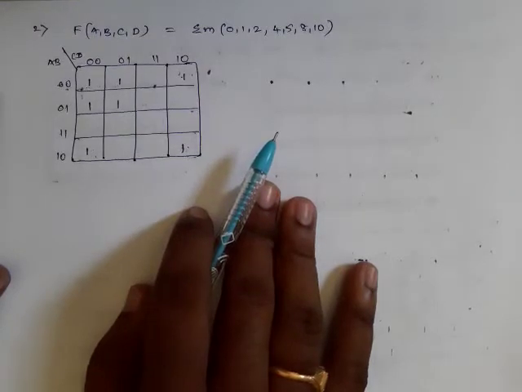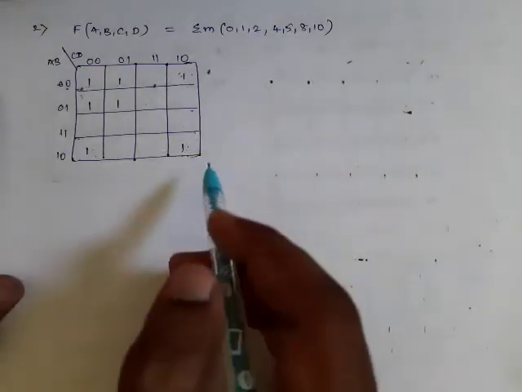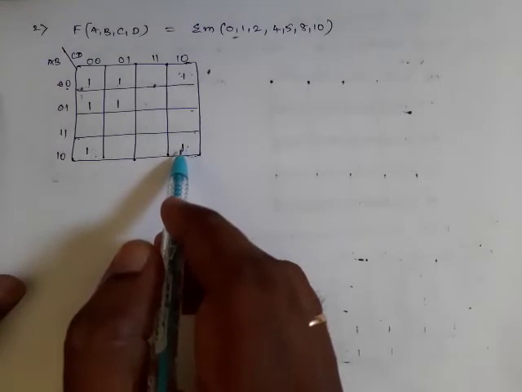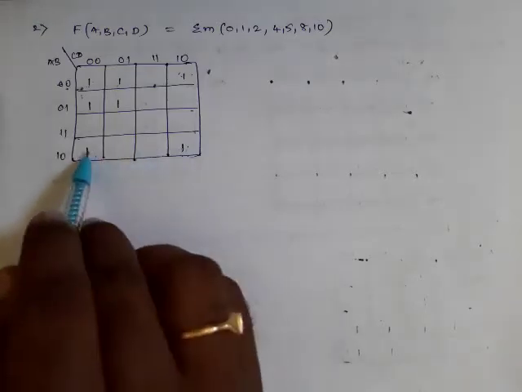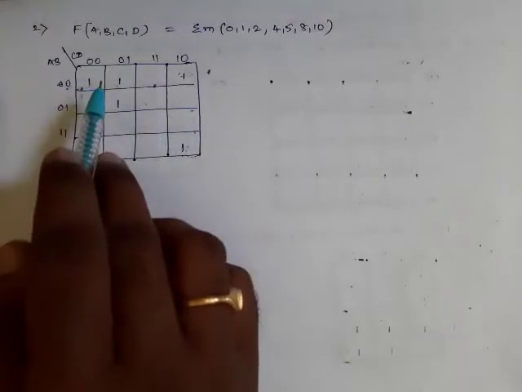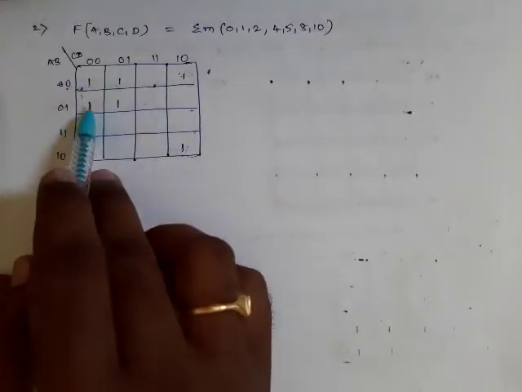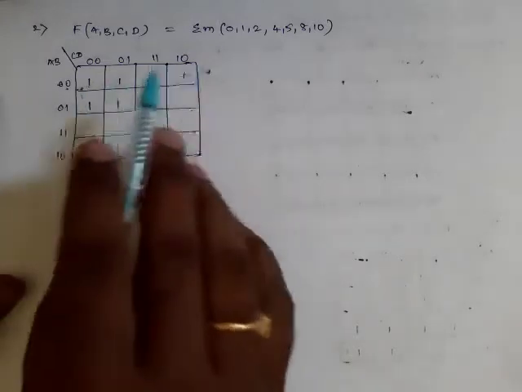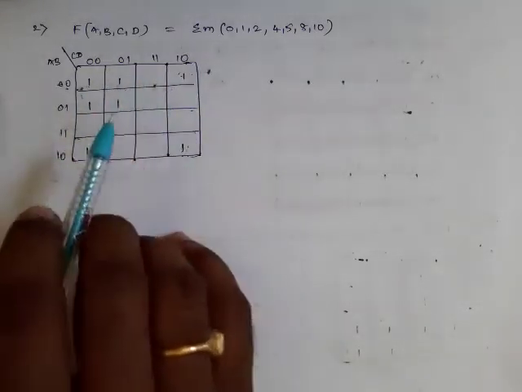Next we look at the cells containing ones which are adjacent to only one other one. So we cannot consider this as the cell containing one which is adjacent to only one other one, because it is adjacent to this and it is also adjacent to this. And similarly all the four, you can see this also is adjacent to this and adjacent to this. So there are no ones of such case also.